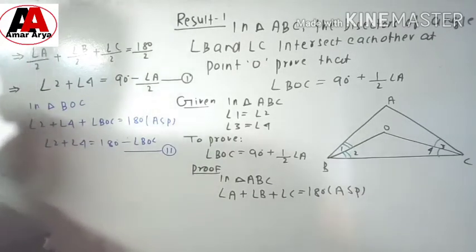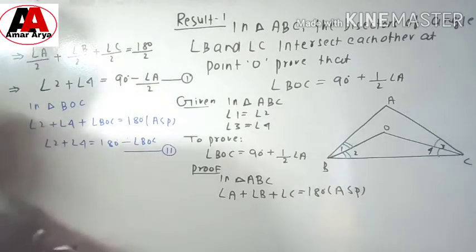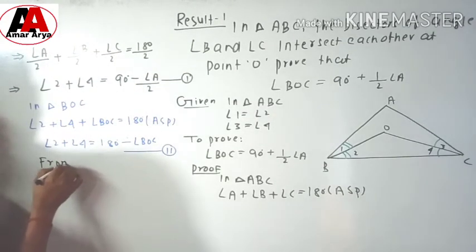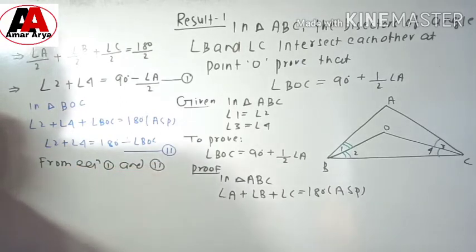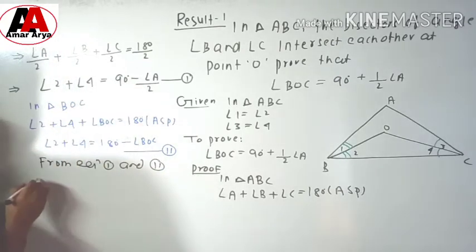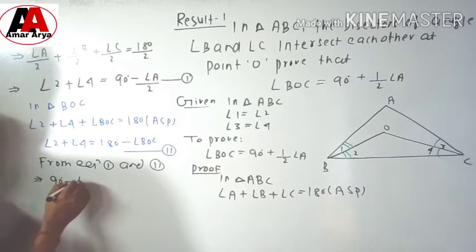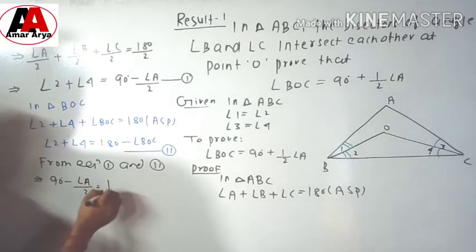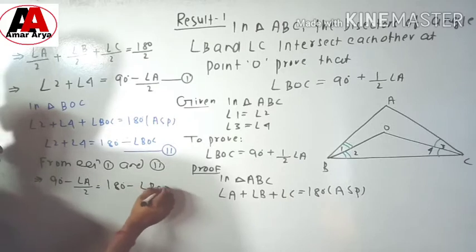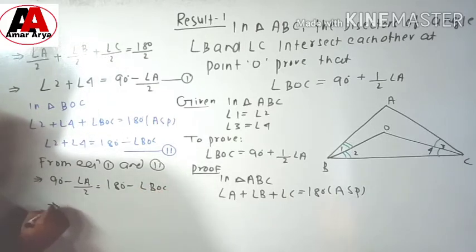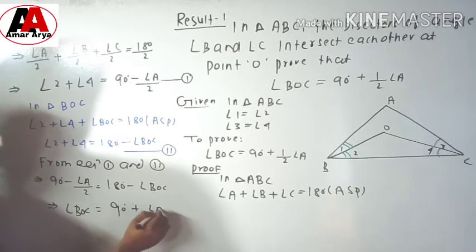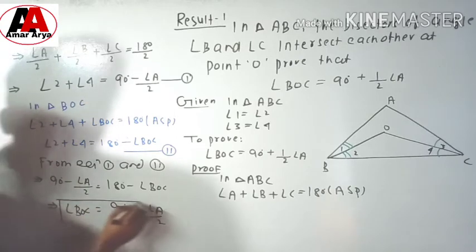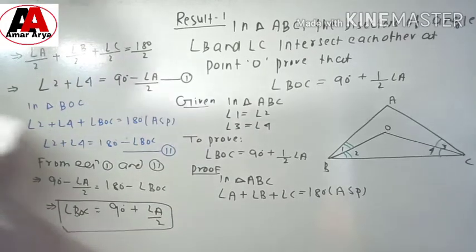We can equate equations 1 and 2 because the LHS is equal. From equation 1 and equation 2, 90 degrees minus angle A by 2 equals 180 degrees minus angle BOC. Shifting BOC to the LHS, it becomes plus, and 180 minus 90 is 90, plus angle A by 2. So this is the result of the question.